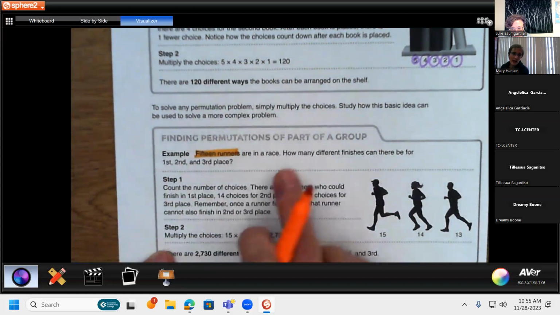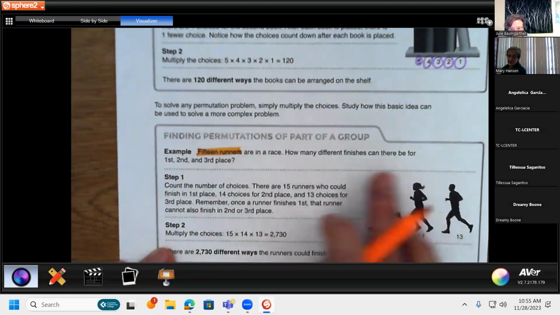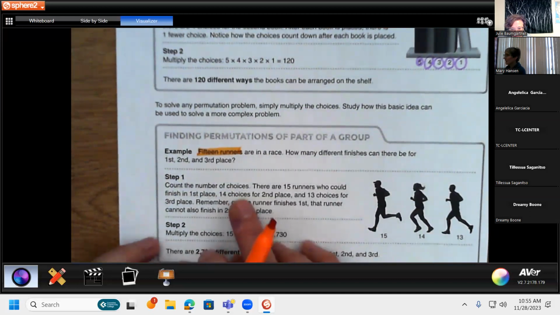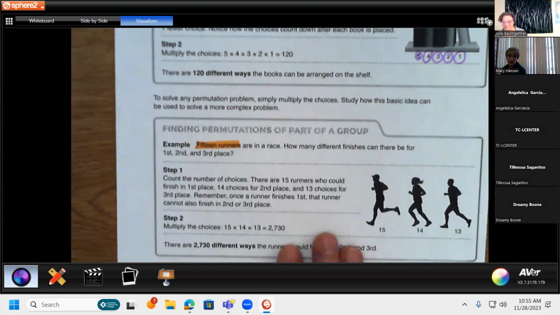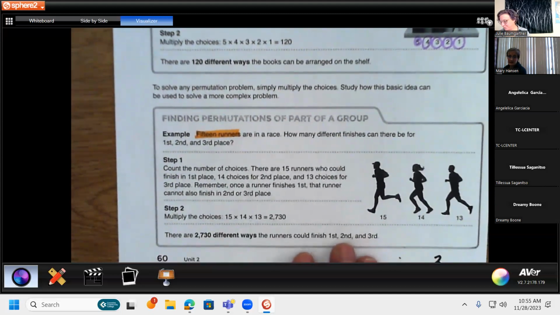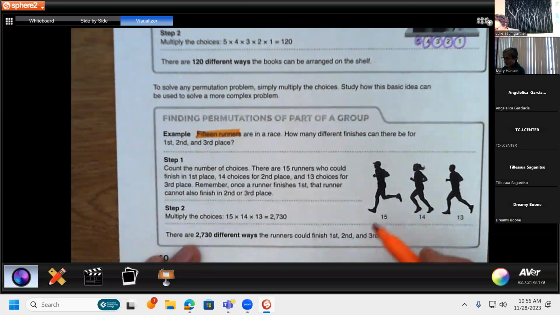And I want to know how many different finishes there can be for first, second, and third. So instead of placing all 15 books or all 15 runners, I'm only placing 3, because those are the ones that get the medals or the trophies or whatever. Okay. So I want to know how many different ways 15 runners can finish in the top 3. And you can see they've drawn some little runners for us.